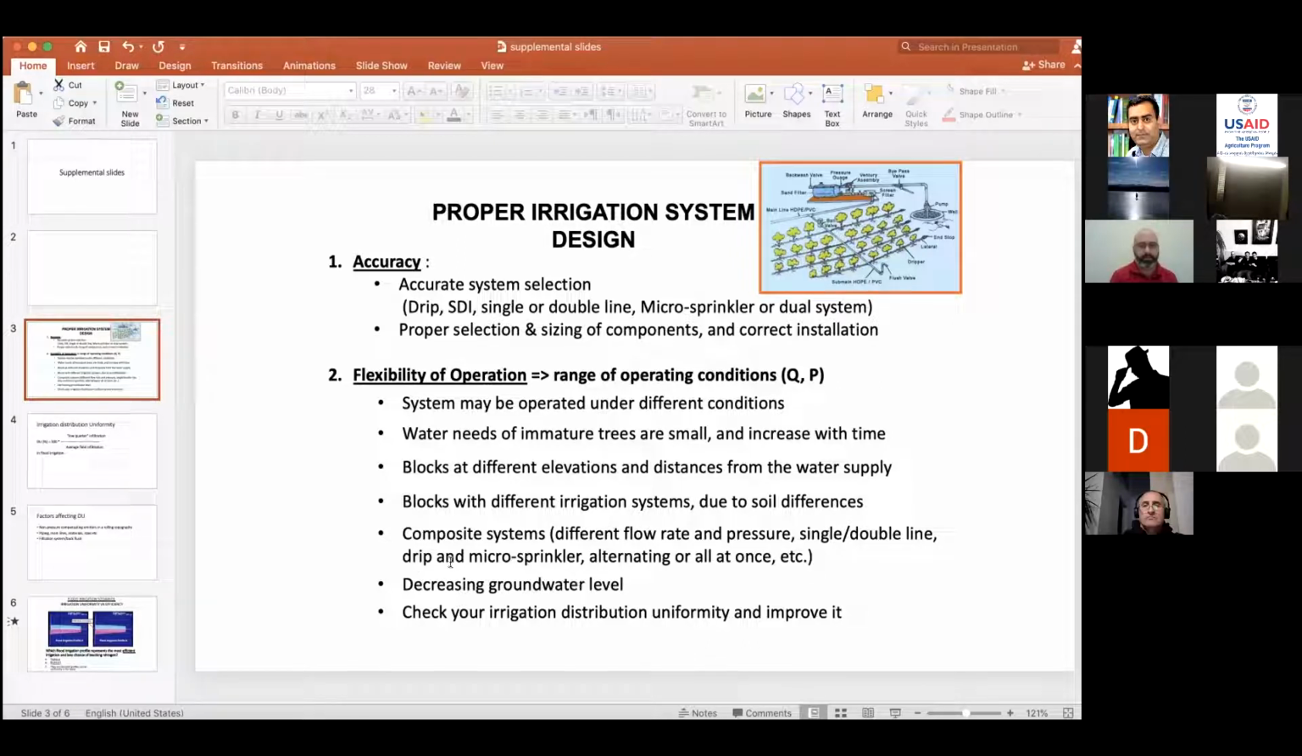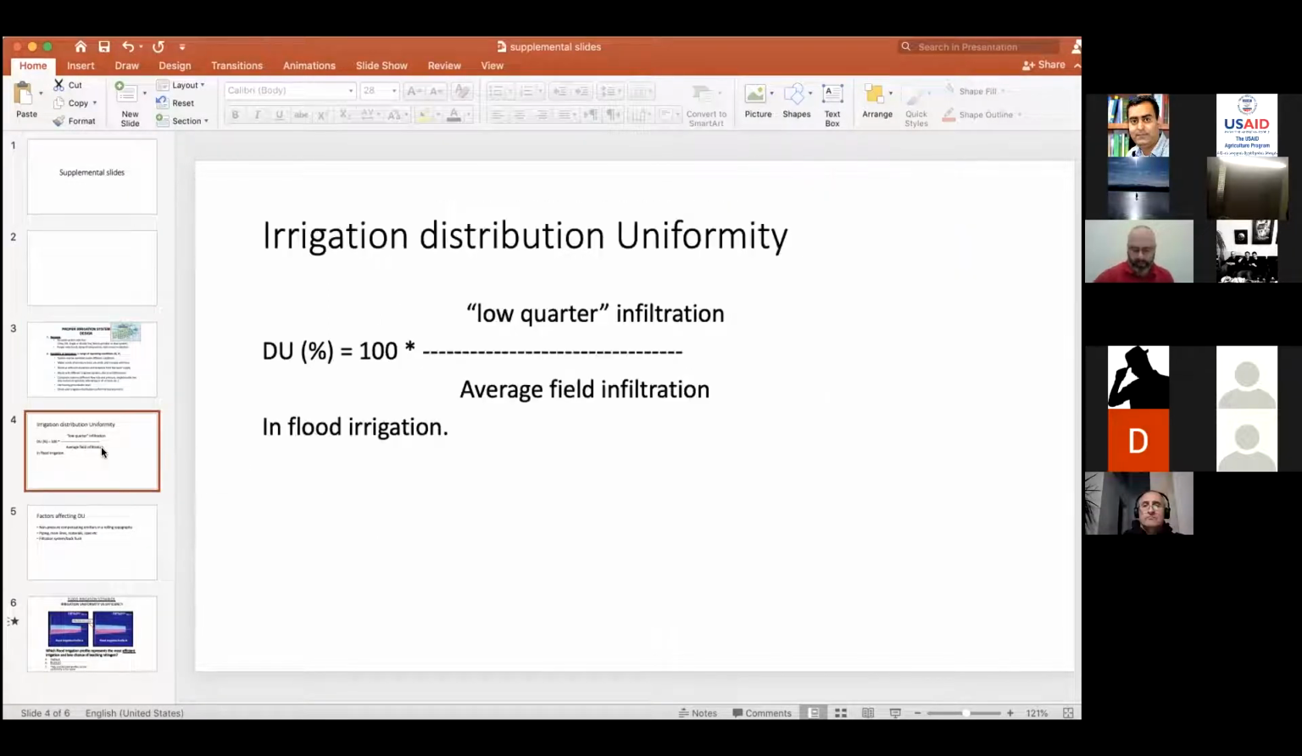And then, check your irrigation distribution uniformity and improve it. It's really important to work on your irrigation distribution uniformity for different systems: drip system, micro sprinkler, and the flood irrigation systems. There are different methods to check irrigation distribution uniformity.